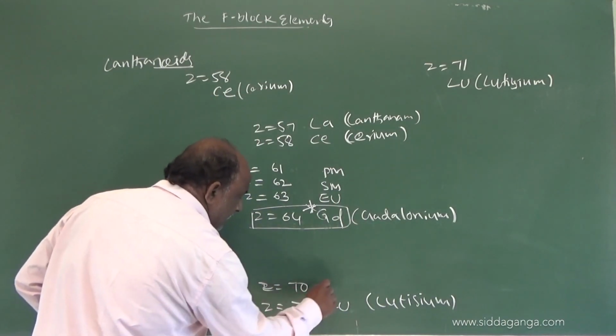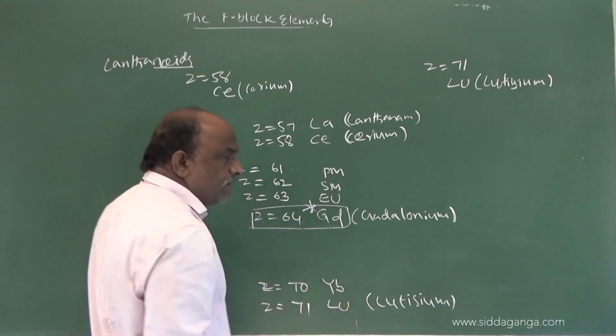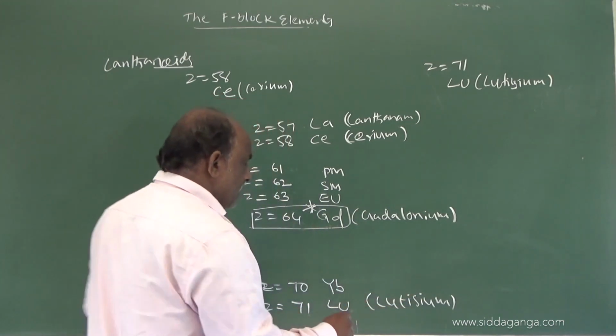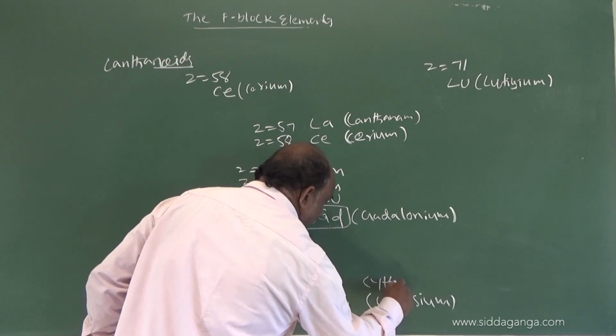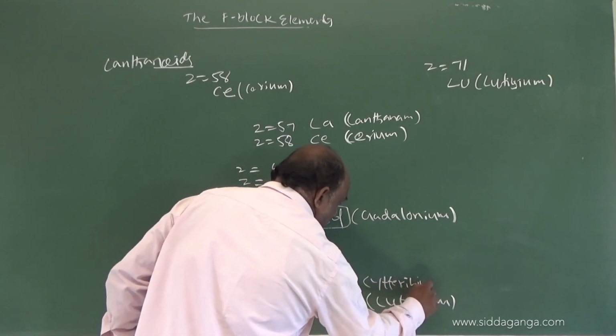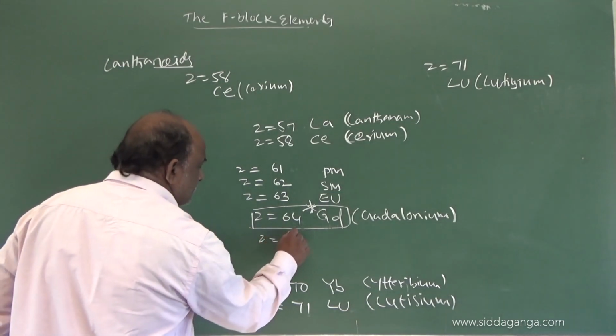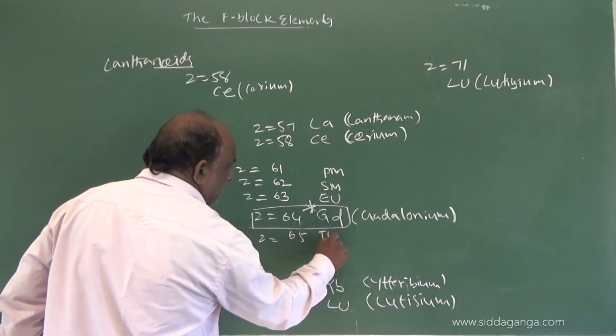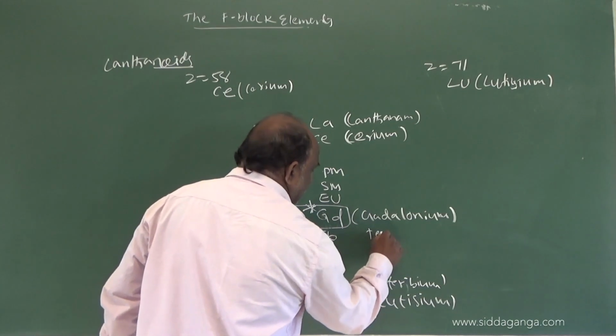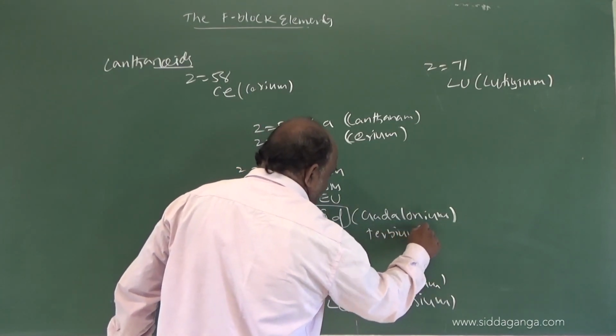And before this 71, one more element is Z equals 70, which is Yb. Yb means ytterbium. And after gadolinium, one more element we have to revise, that is 65, which is Tb. Tb is called terbium.